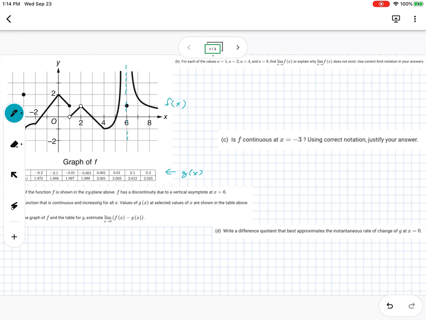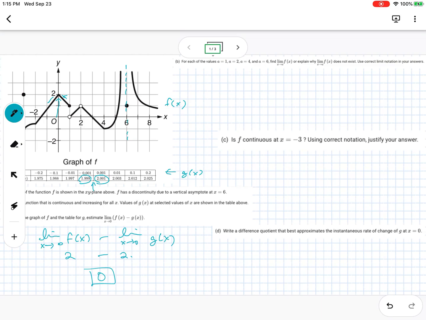So now, using the graph of f and the table for g, estimate the limit as x goes to 0 of f of x minus g of x. So this is a simple limit equation that can be separated into something that looks like this. All we have to do is take a look at the graph of f, figure out at 0 what my limit is, and from the left and from the right it approaches 2. And then for g of x we have to look right here at 0, and we want to think about, okay, so it's 1975, 1988, 1997, 1999, and then these two guys are so close to 2 that we could say that this guy is equal to 2, and that equals 0 for the first answer.